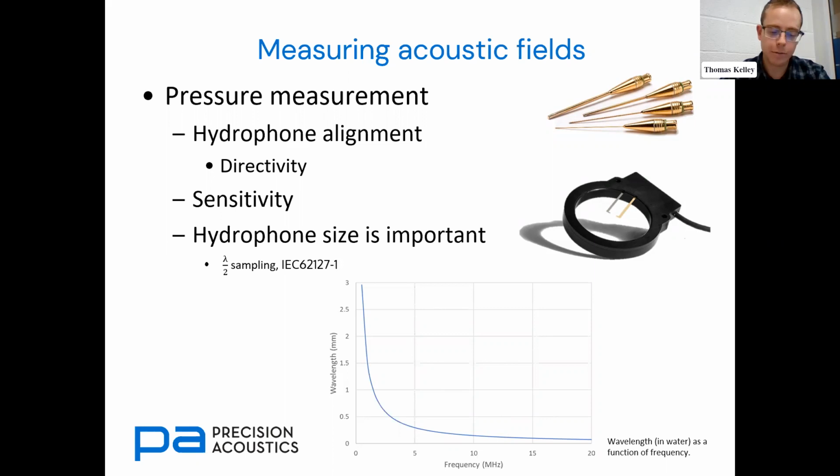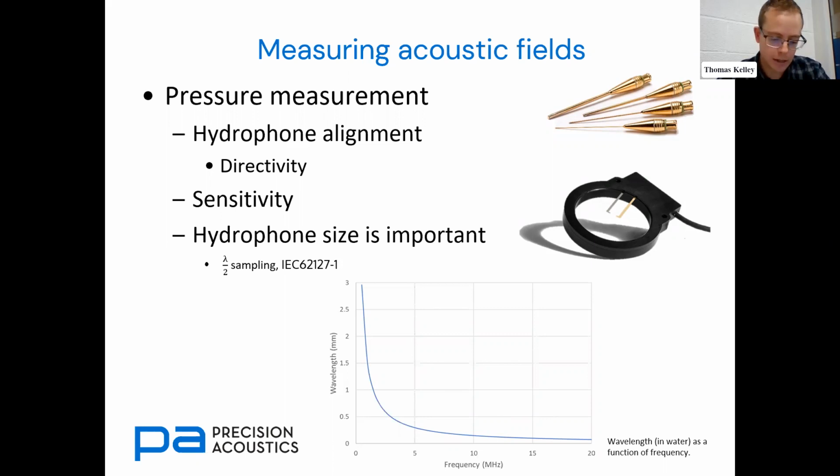Hydrophones, as we saw a minute ago, also conform to the physics of directivity, so they must be carefully aligned with respect to the acoustic field before making measurements. An additional consideration in selecting a hydrophone is its size, in particular the size of the sensing element. If you're looking to measure fields in the megahertz frequency range, for example, where wavelength in water is in the millimeter or sub-millimeter range, then you're going to be missing a lot of features and generating some large spatial averaging artifacts if you use a hydrophone with a sensing element that's not sub-millimeter.